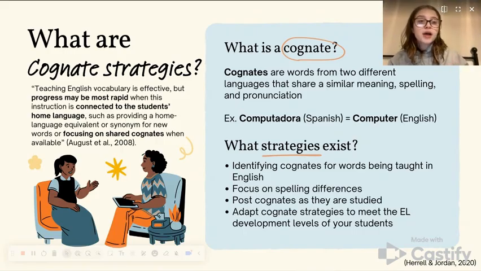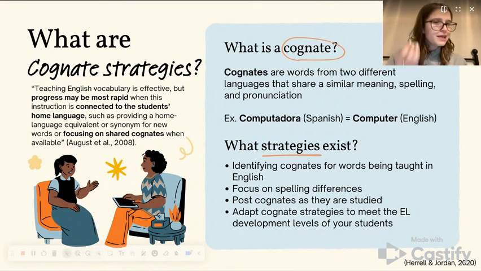Okay, so what are cognate strategies? According to the book, teaching English vocabulary is effective, but progress may be most rapid when this instruction is connected to the student's home language, meaning their native language, the language they grew up talking in, learning in, etc. Such as providing home language equivalents or synonyms for new words, or focusing on shared cognates. So, cognate is our key word for this presentation today.